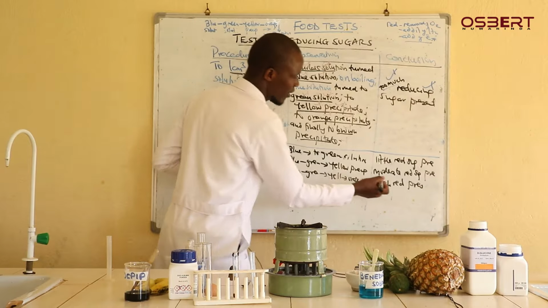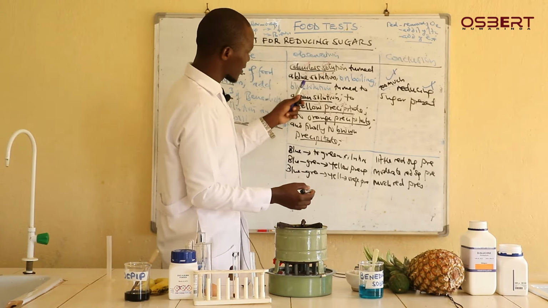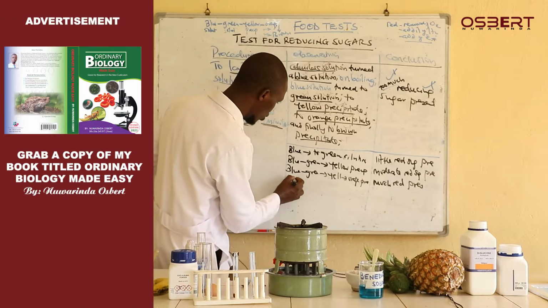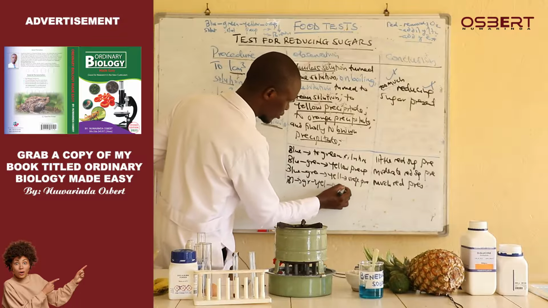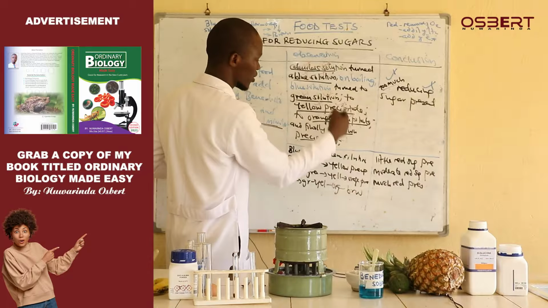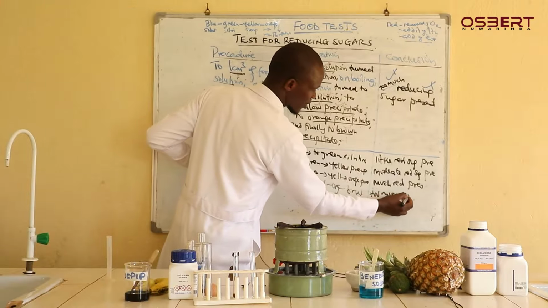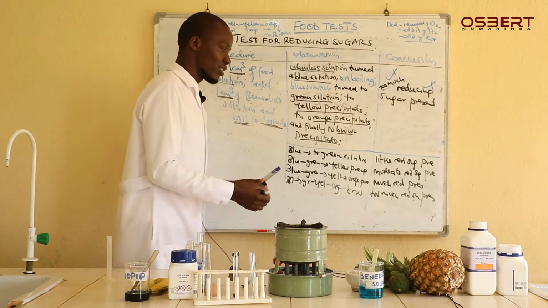You see, here we have little, moderate, much, and then too much. So if you heat and it goes up to brown, if you come from blue to green to yellow to orange, then to brown, like what we have got here, then you say too much reducing sugars are present. That's how this test is.